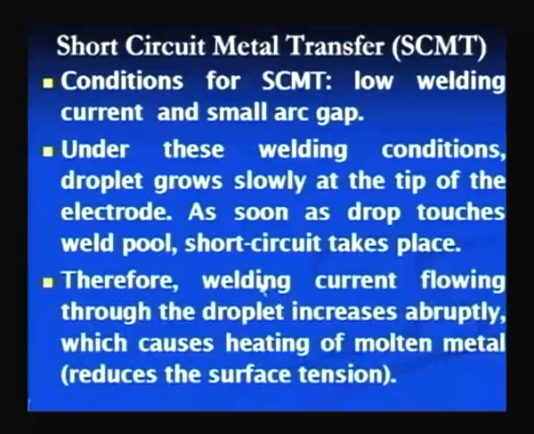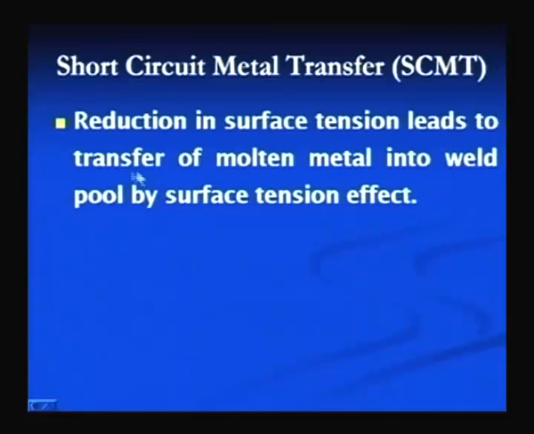So, welding current during short circuiting increases significantly, which causes heating of the molten metal and lowers the surface tension appreciably, and reduced surface tension leads to the transfer of the molten metal into the weld pool by surface tension effect. So, during short circuiting, the droplet which has grown at the tip of the electrode touches the weld pool, and by the surface tension effect it is transferred to the weld pool from the electrode tip.